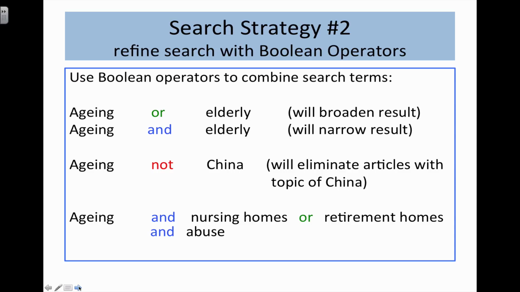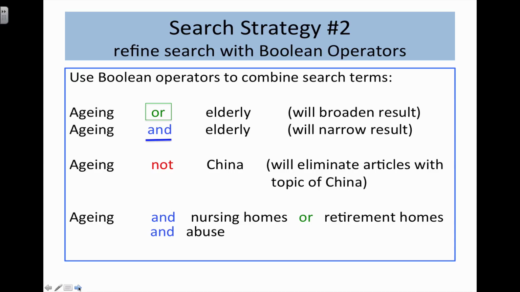A second search strategy is to think about how you can use advanced search to combine terms using Boolean operators. So for instance, aging OR elderly is going to give you a very broad result. It'll give you articles that either have the word aging or articles that use the synonym elderly. Or you might decide to narrow your results by saying that the article needs to have both terms. So aging AND elderly would give you articles that had both of those terms.